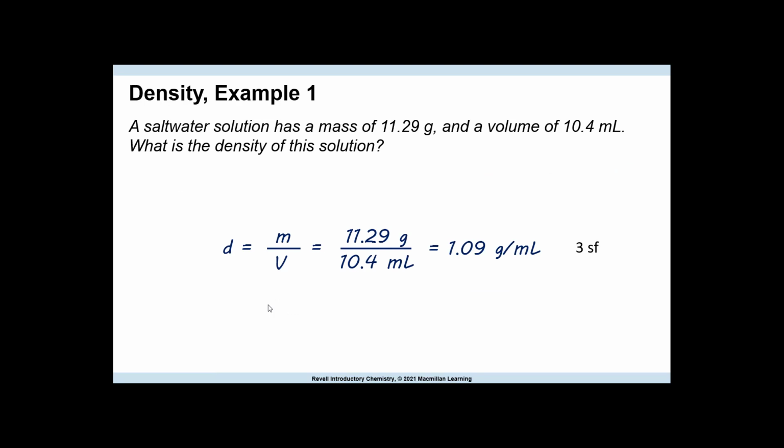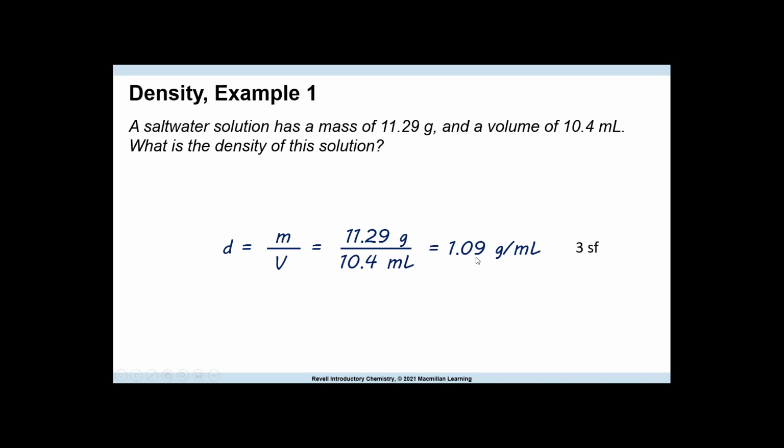Okay, a saltwater solution has a mass of 11.29 grams and a volume of 10.4 mils. What is the density? Look at the units. The units itself will also help you, not always, but in most cases. So set up D equals M over V. The mass is 11.29 grams. The volume is 10.4. We are using multiplication division rules. Mass is 4 sig figs, volume is 3 sig figs, but our answer will be in 3 sig figs because of this dominating. So our answer is 1.09 grams per mil.